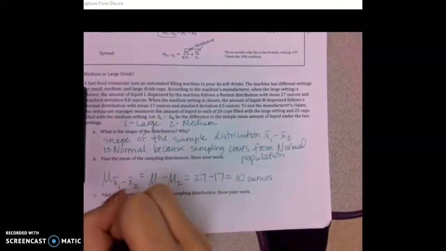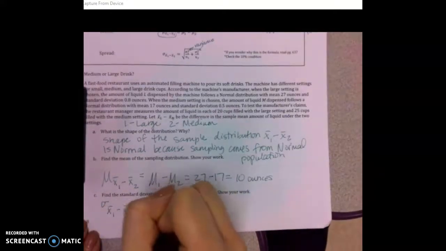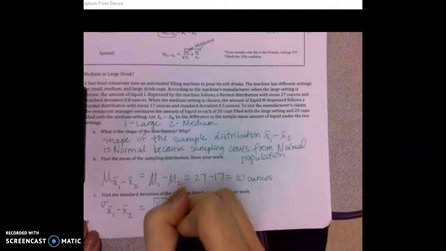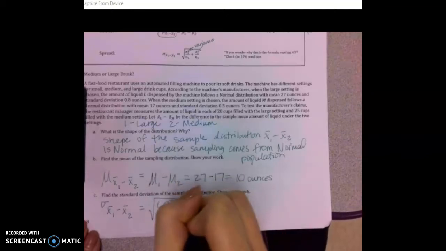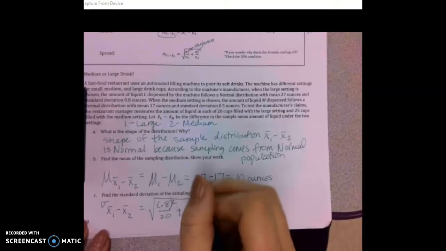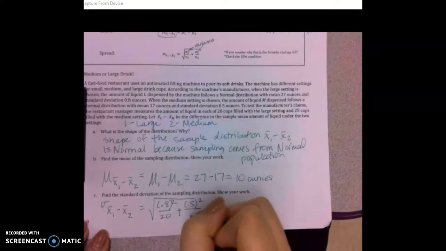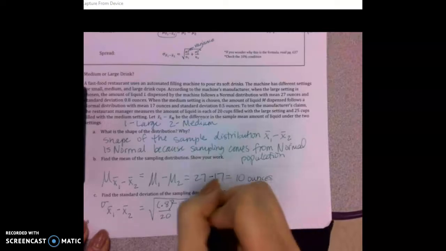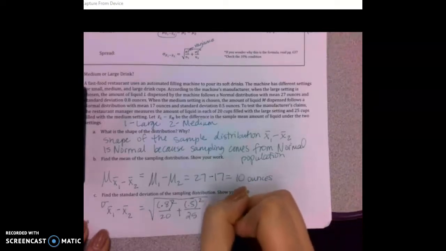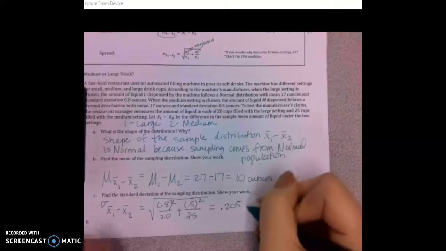And then to find our standard deviation, we're going to have to square both to find the variance. So the 0.8 that we had squared divided by our sample size, plus the 0.5 squared divided by that sample size. And you type that in your calculator, you see it's 0.205 ounces.